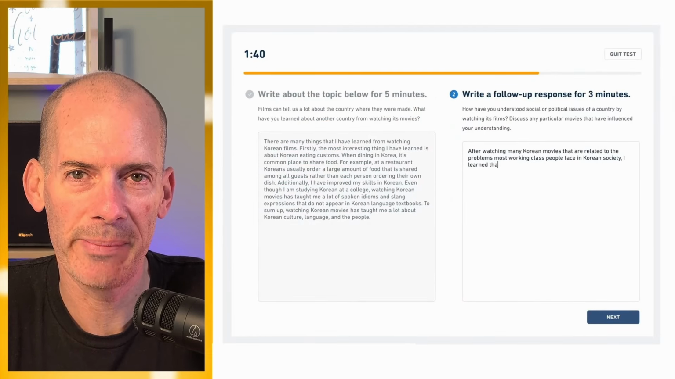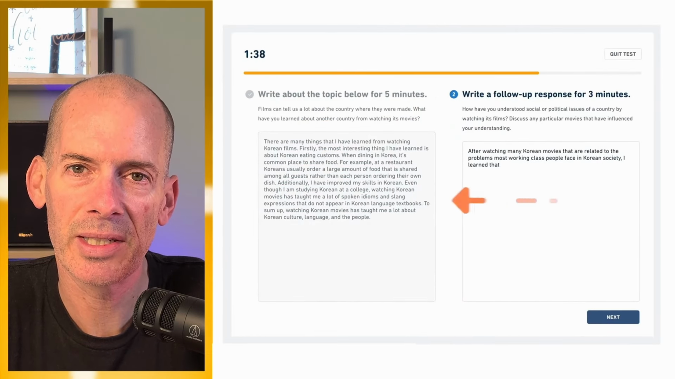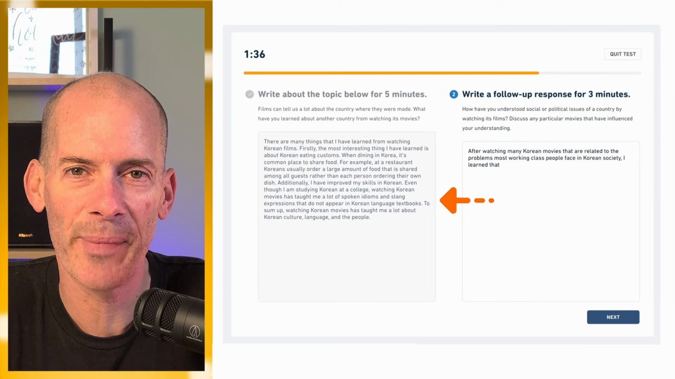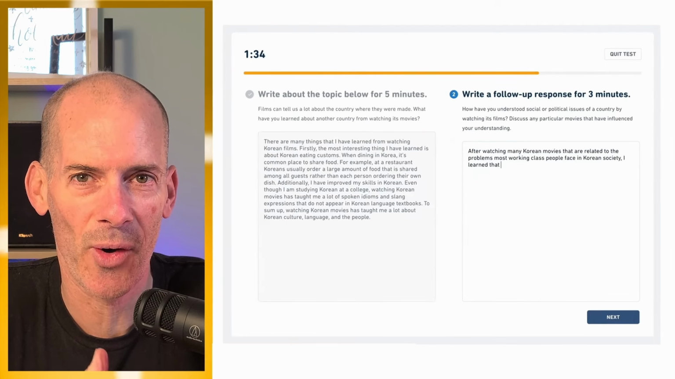Okay, so here's where I don't want you to worry. Many of my students, the better writers, have told me that 5 minutes isn't really enough time. So the additional 3 minutes will allow you to go into much more detail and give you that chance to explain your ideas more fully. When you are writing your 3-minute follow-up prompt, you can still see the writing you've done for 5 minutes to remind you of what you've written already.